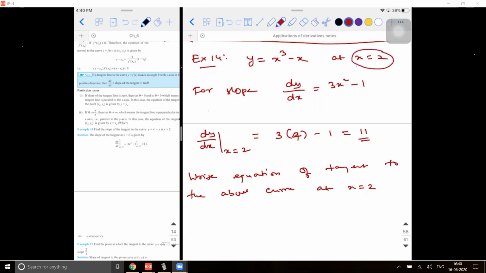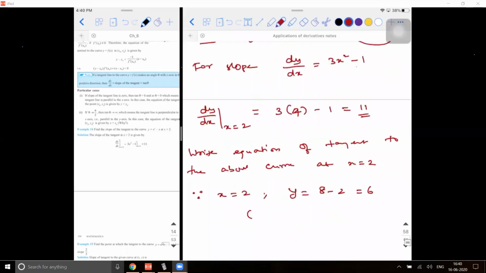They've given only the x coordinate of the point. How will you find the y coordinate? Since x is equal to 2, y will be equal to what? Sorry? 6, sir. How did you get that 6? x cube, 8 minus 2, it is 6, right? So what will be the point at which you are writing? 2, 6. Right? So the slope of the tangent is 11.